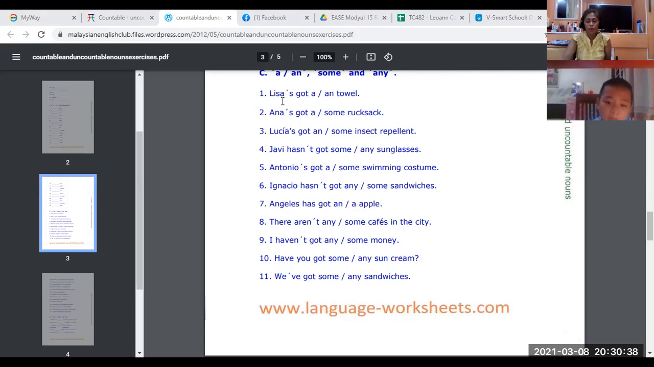Just underline only, Keo. Underline what? Lisa got a or an. You pick here, a or an, and underline. Anna's got a or some. Okay, pick only.